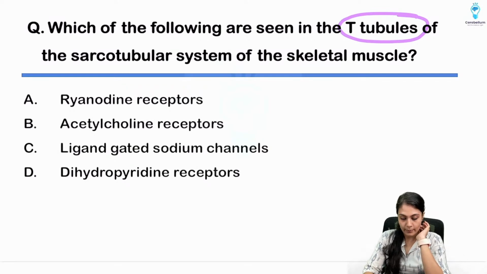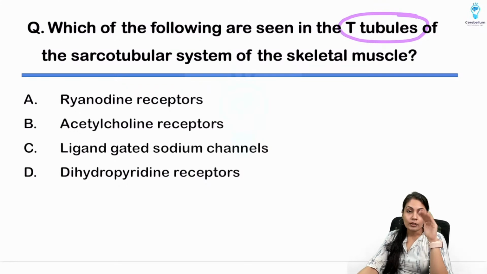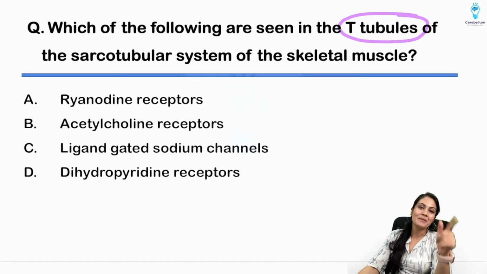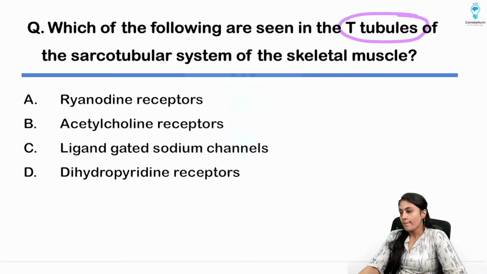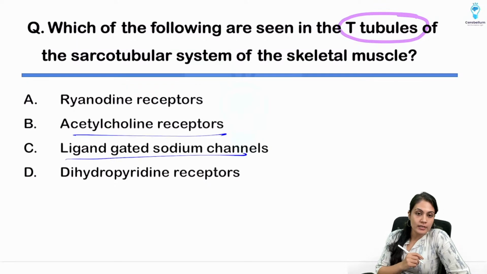Remember, in the sarcolemma, different receptors will be there, right? On the T-tubules, or in the T-tubules, different receptors will be there. On the sarcoplasmic reticulum, these receptors will be there. Tell me the answer for this. Should I even wait? So let's discuss the ligand-gated sodium channel and acetylcholine receptor. These two were present on the sarcolemma or motor end plate.